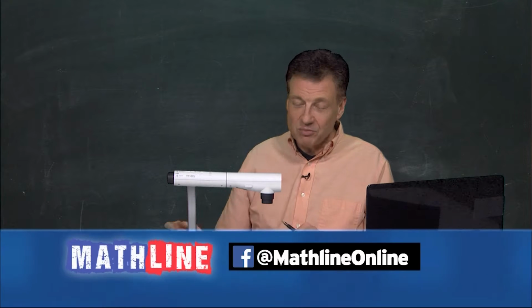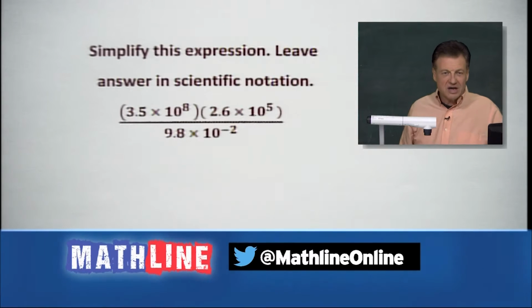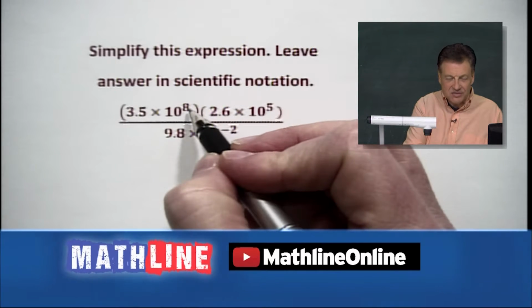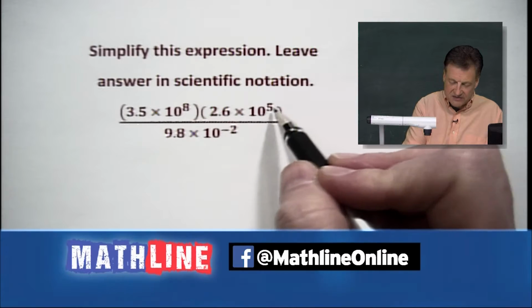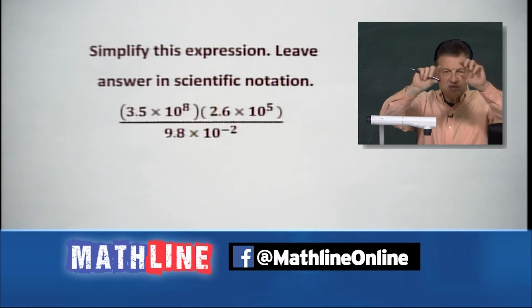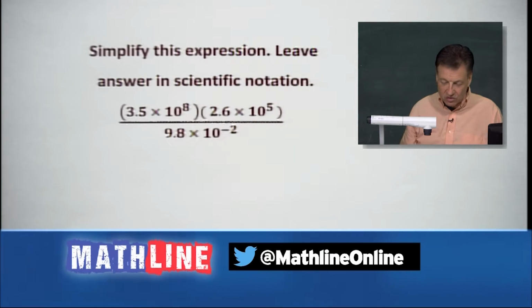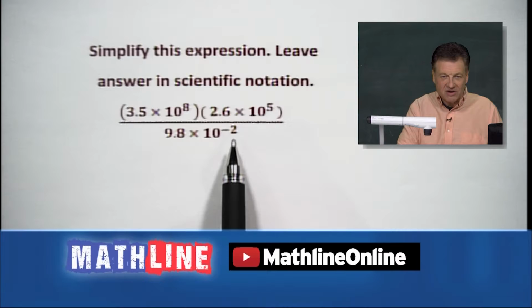In fact, let's make it a little more fun. How about it? You're probably going, oh, yeah, let's have fun here on Mathline. Why not? Let's see what we're going to do here. Simplify this. Write this one down, folks. 3.5 times 10 to the 8th, 2.6 times 10 to the 5th. They're all in the numerator, and there's not a division sign. That's all multiplication, isn't it? And on top of that, we're going to divide by something here eventually.